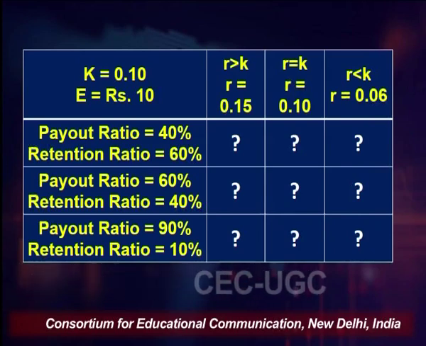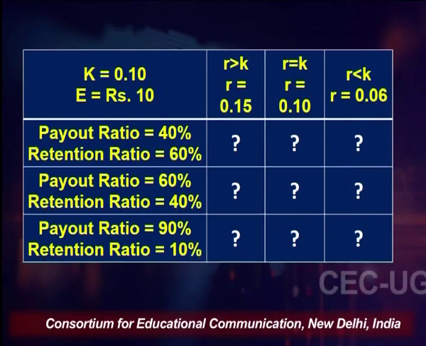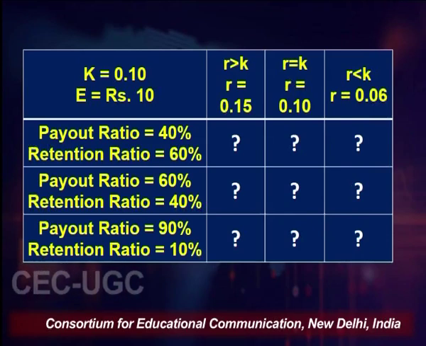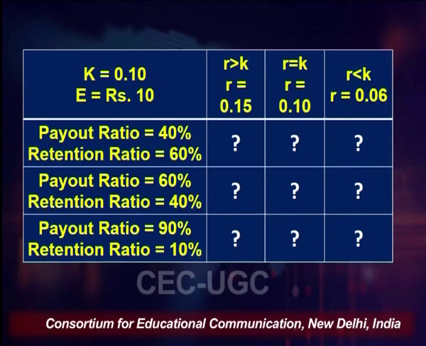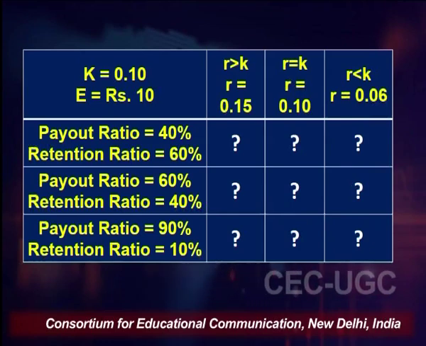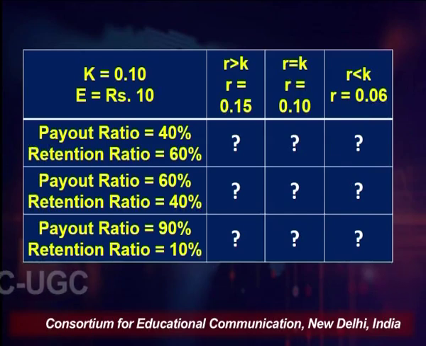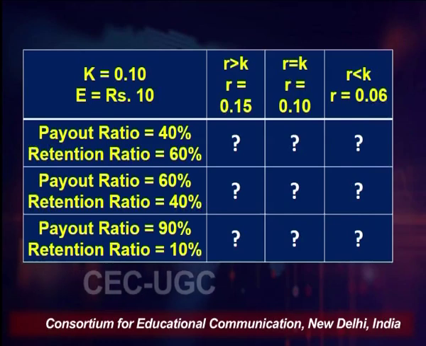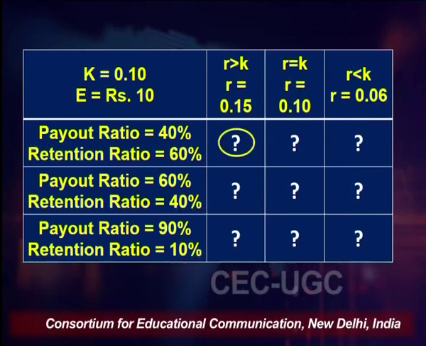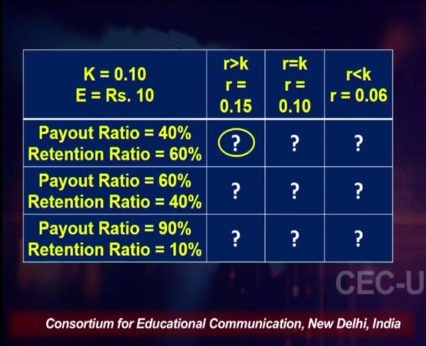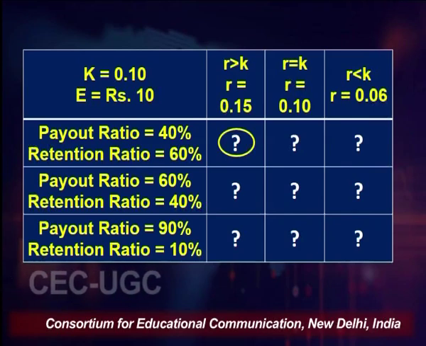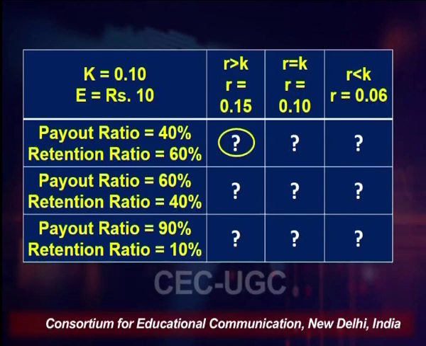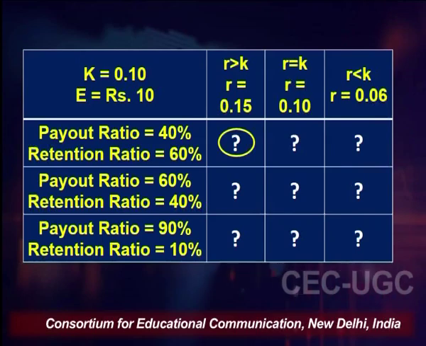The first case where payout ratio is 40%. So, if payout ratio is 40%, our retention ratio will be 60%. Second case, when the payout ratio is 60%, then the retention ratio is 40%. And third case, when the payout ratio is 90%. In this case, our retention ratio is 10%. So, we will see how we are going to use our formula to calculate the price of the share under Gordon's model. So, first of all, we are going to calculate it for cell 1.